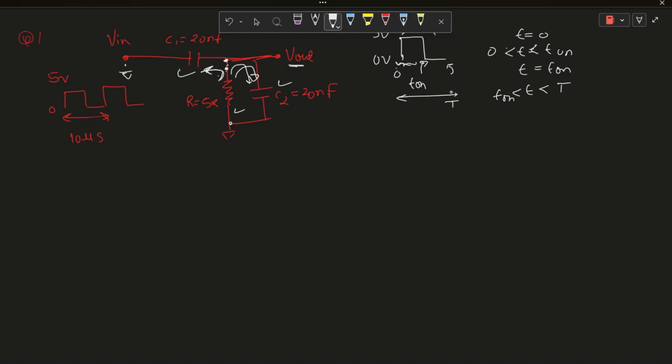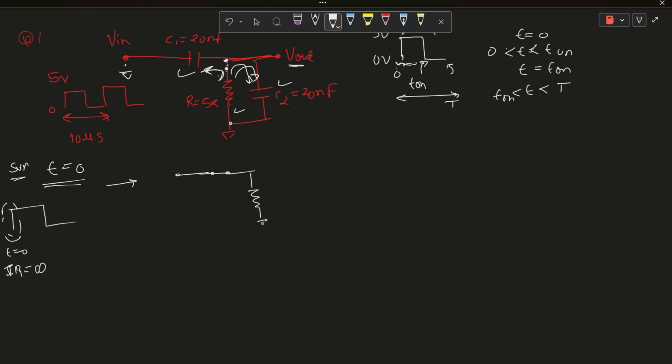And this full length is the time period, t on. So let's take t equals 0. At t equals 0, we have to understand that the input frequency is infinite. It will behave as an infinite frequency response. So due to this, the circuit will behave like this.